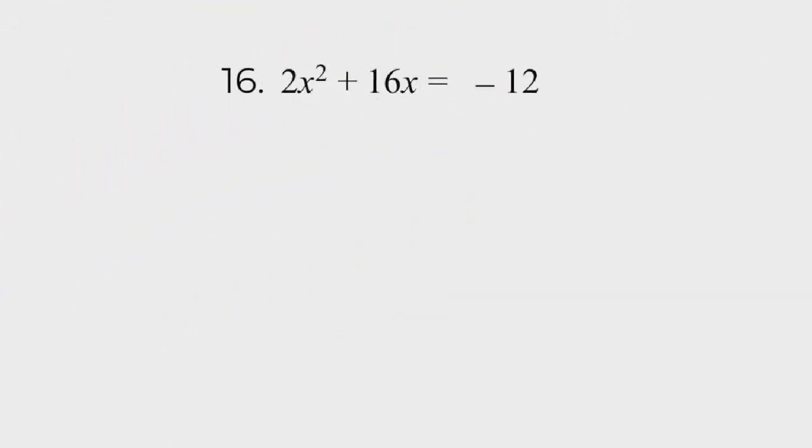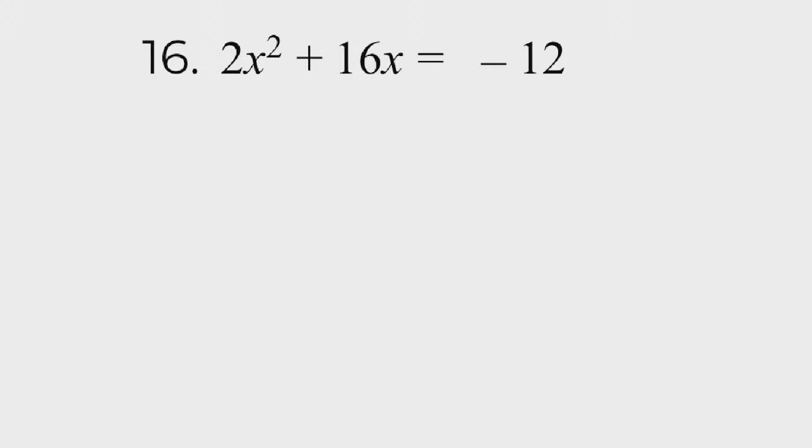Okay, number 16. We already have all the x's on one side and the constant on the other, so we don't have to do anything there. But a is 2 in this problem, so we want to factor that out first. So we have x squared plus 8x, and then plus our c value. It's going to equal negative 12 plus the c value. So in this problem, b is 8. So we have 8 over 2 squared, which is 4 squared, which is 16.